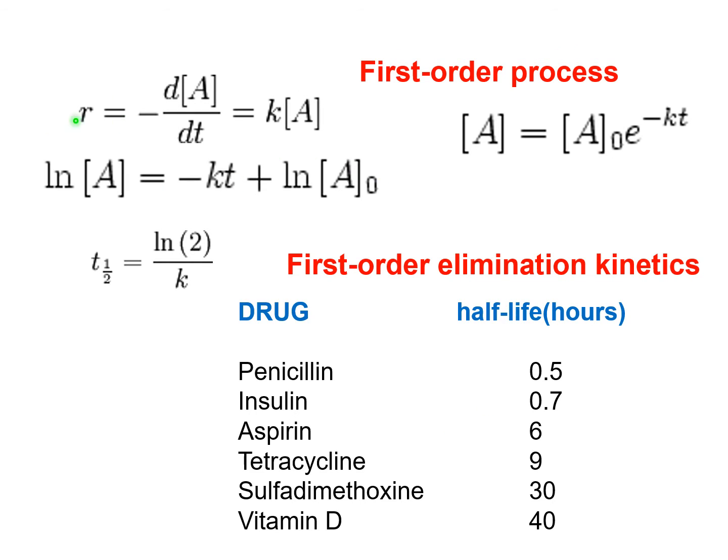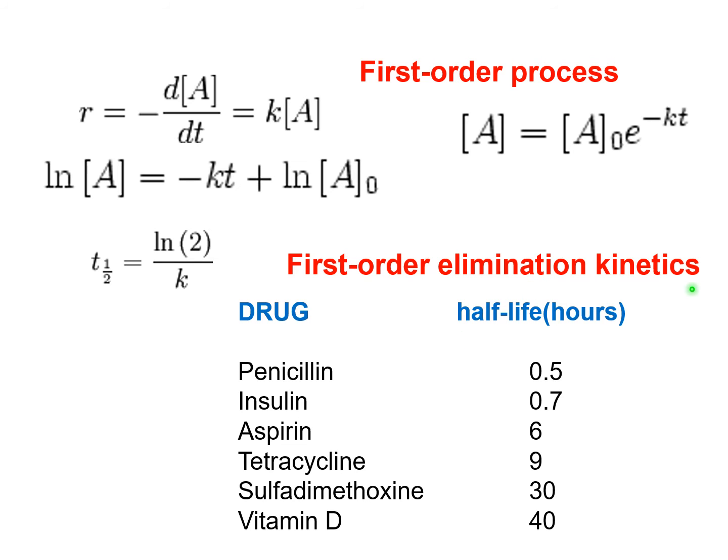Again, just a reminder about first order kinetics. Rate of first order kinetics is proportional to concentration of reagent. Concentration is dropping down as exponent, and in a log scale, log of concentration drops down as a straight line. Half-life is related to rate constant. A larger rate constant, smaller half-life.